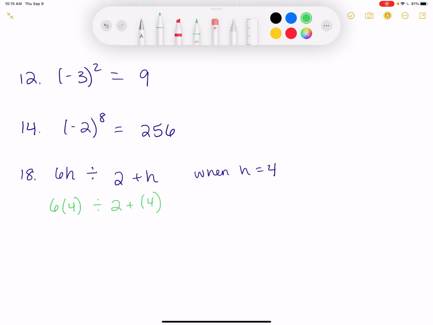So 6 times 4 is what? 24. I'm just going to go ahead and do this. Divided by 2, 12 plus 4, 16. Okay, so that one, order of operations, it was already in order for us. If it hadn't been, then obviously we would have done that a little differently. But that's all you have to do for that.